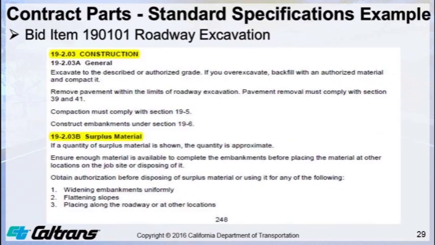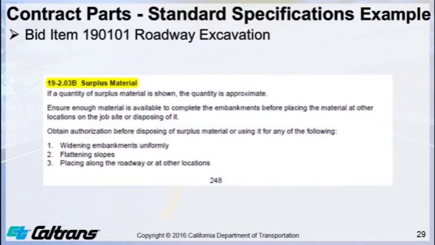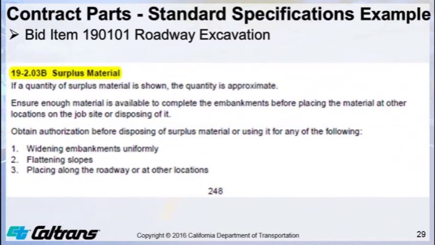Let's take a look at Section 19-2.03 construction in detail. For example, the specific specifications for surplus materials are shown under 19-2.03 surplus materials.